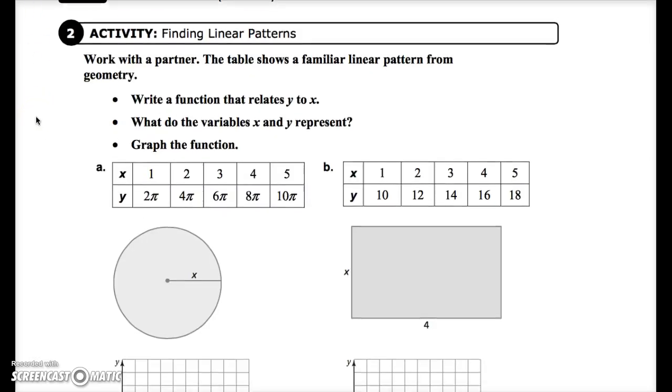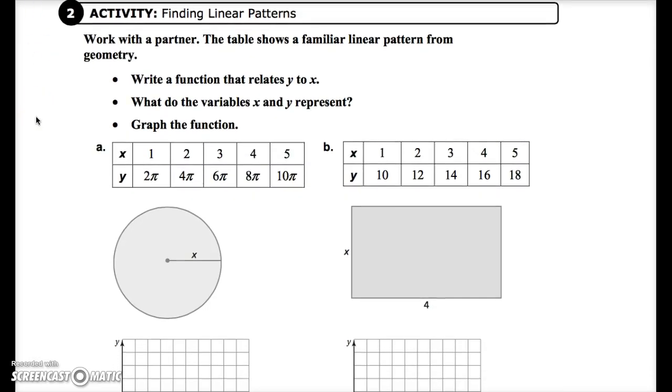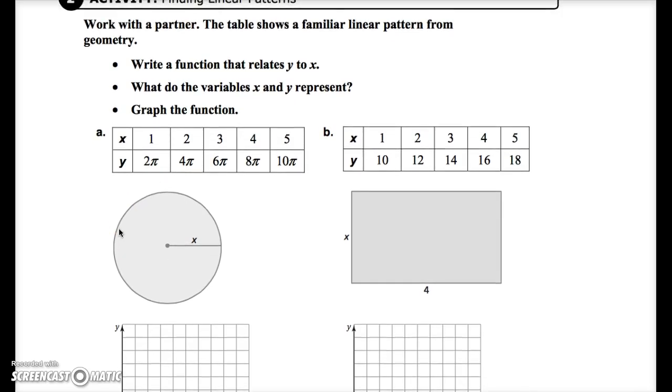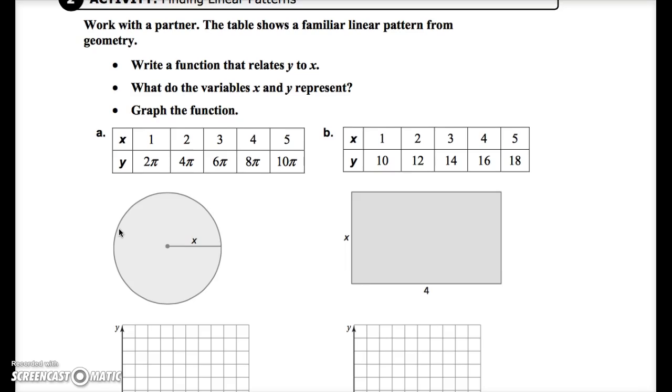Okay, jumping over to the next page, activity 2. They're going to give us a table, and we are going to figure out what the function is. What is the equation going on? So basically, we are looking for a pattern going on. How do you get from x to y? So let's look at A. X is 1, 2, 3, 4, 5. Y is 2 pi, 4 pi, 6 pi, 8 pi, 10 pi.